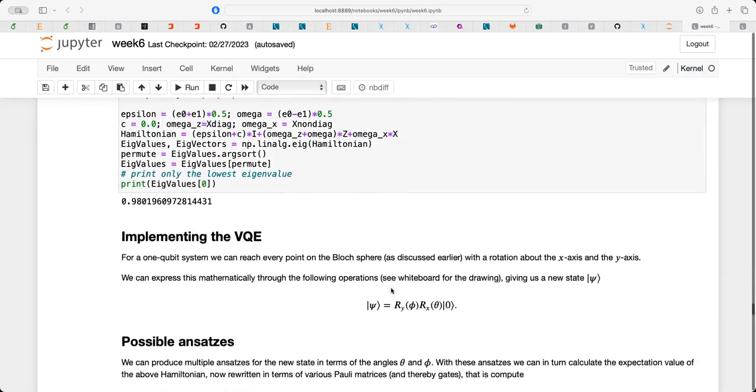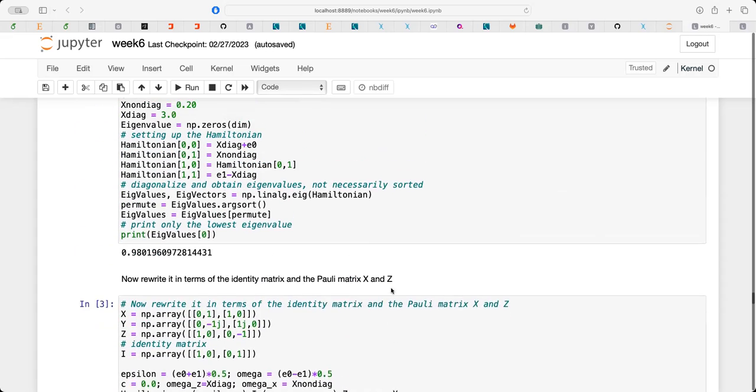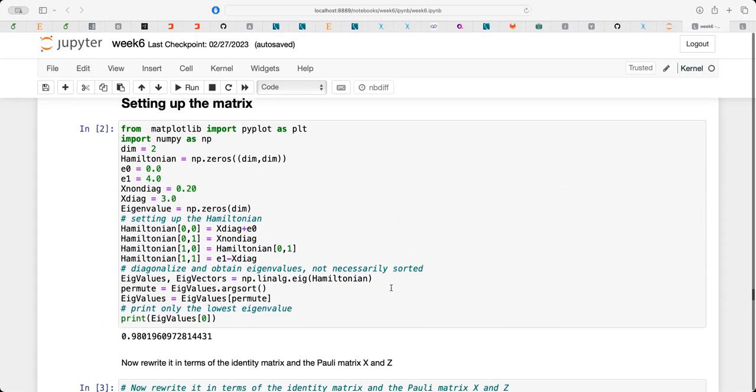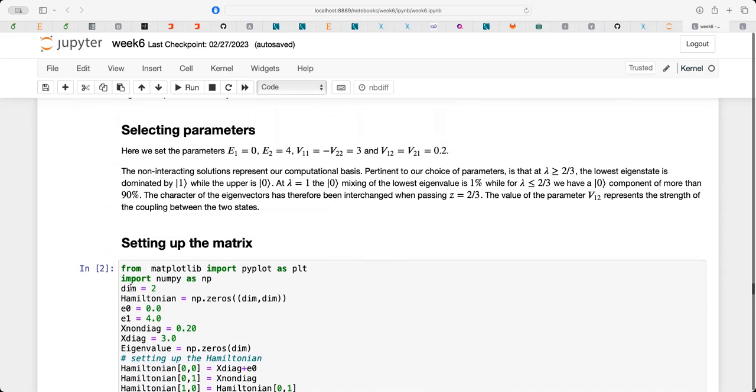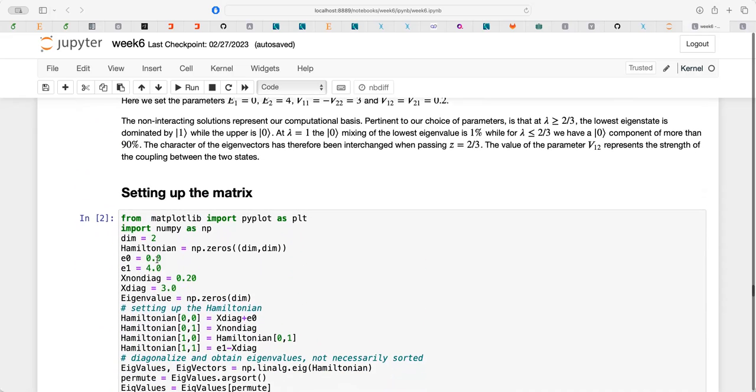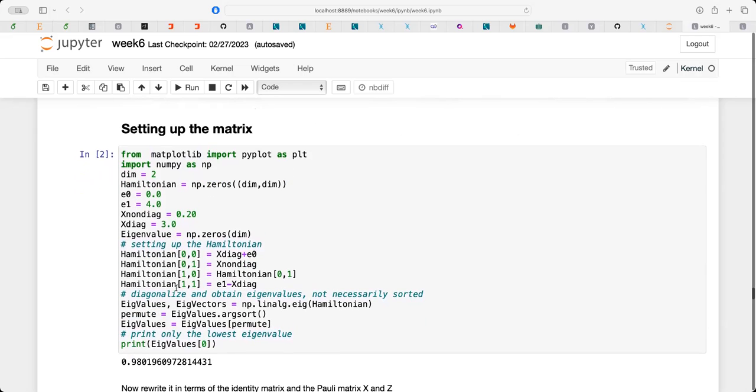So I'm not going to plot this again, but if you now run it and we look at the eigenvalues, we should actually get this as an eigenvalue. With the parameters which I chose here, I put epsilon 0 to 0, epsilon 1 to 4, the non-diagonal term to 0.2, this one by 3, and then I simply diagonalize. So this is what we should get, okay?